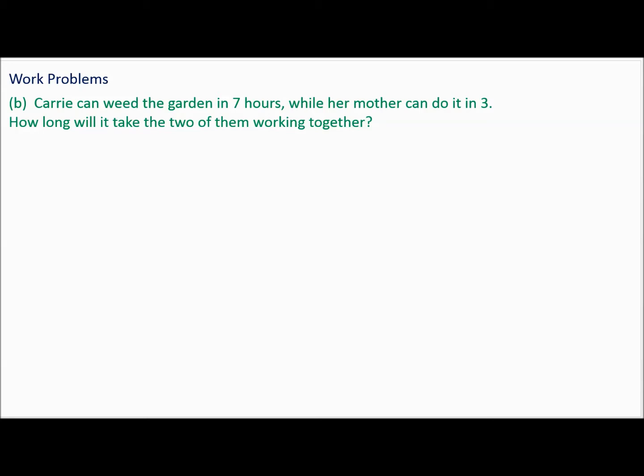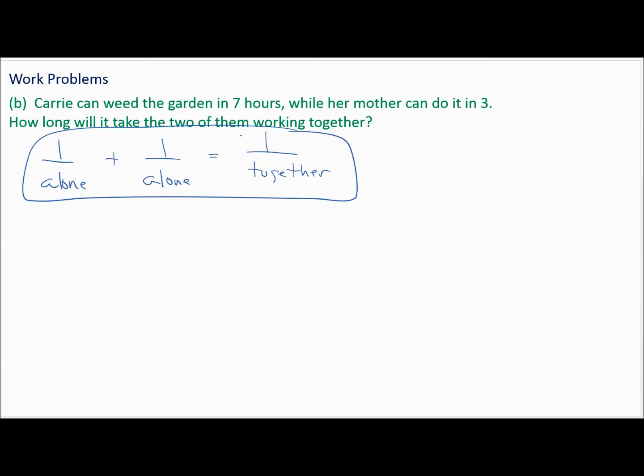So remember, kind of just a general formula, 1 over alone, that's a rate, plus 1 over the other person alone, again, that's a rate, is equal to 1 over the together time. And there's your formula right there. 1 over one person alone plus 1 over the other person alone equals 1 over together time. And again, this is rate 1 plus rate 2 equals rate together.